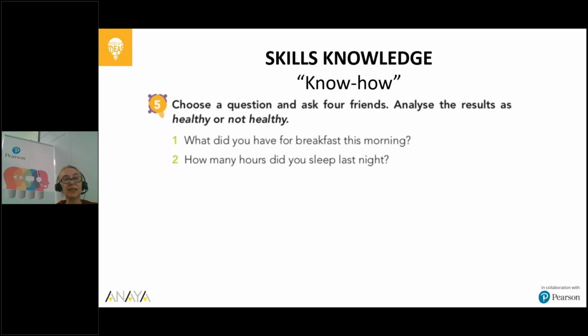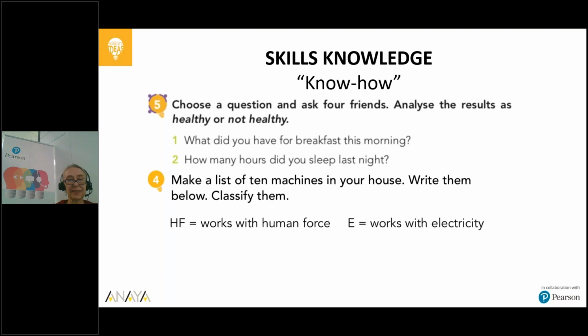What did you have for breakfast this morning? How many hours did you sleep last night? And analyze the results as healthy or not healthy. And so here we're asking the children to do something with their knowledge. We're asking them to devise a survey, to find some way of graphically presenting the results as well. This requires skills knowledge.